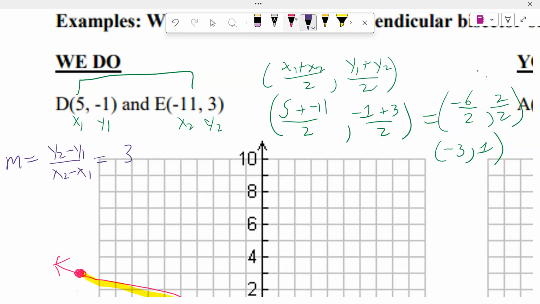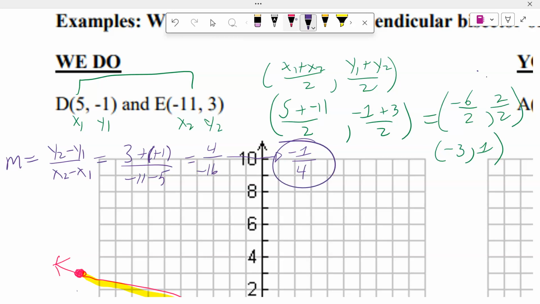Y2 minus y1 would give us 3 minus -1. So we're going to have a double negative going on, which I always like to use another set of parentheses for, just to make sure I realize it's a double negative. So we have 3 minus -1, over -11 minus 5. So the double negative becomes a plus, positive, so we get 4 over -16, which if we reduce that, 4 goes into 4 one time, 4 goes into 16 four times. So we have a slope of -1/4, which is clearly different than the -2 over 7 that I got.